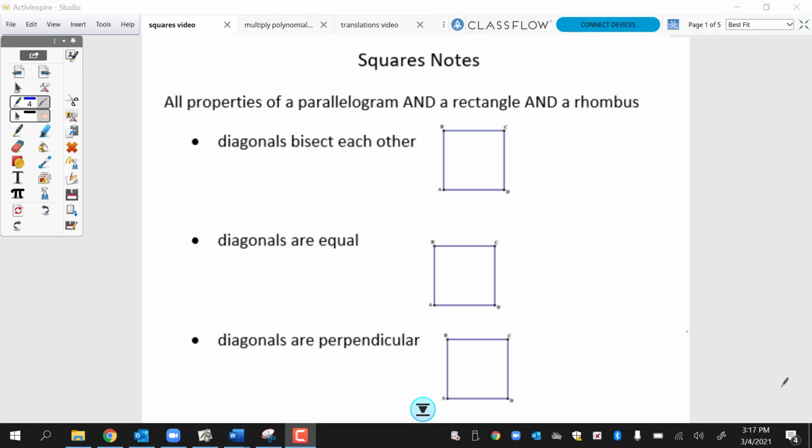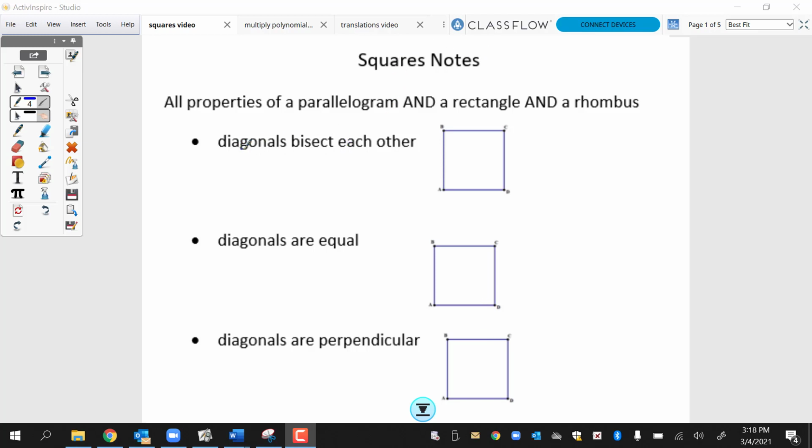Okay, so our last shape that we need to talk about is squares. So squares are like a super shape because they have all the properties of parallelograms, rectangles, and rhombuses, all of those together at once. So we're going to write what all of those properties were. We're writing down in these notes, and you should probably write them on your paper at home.